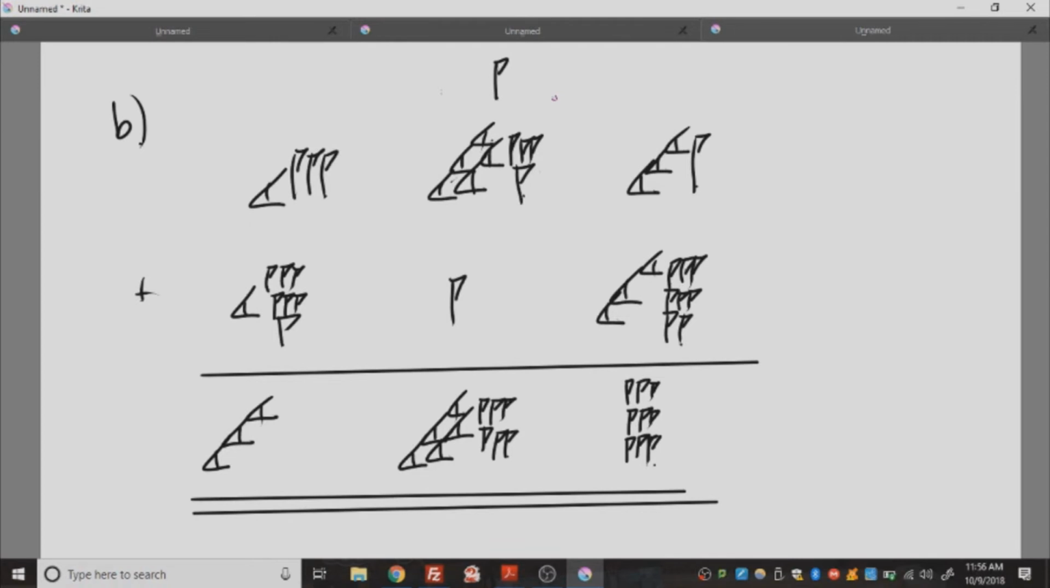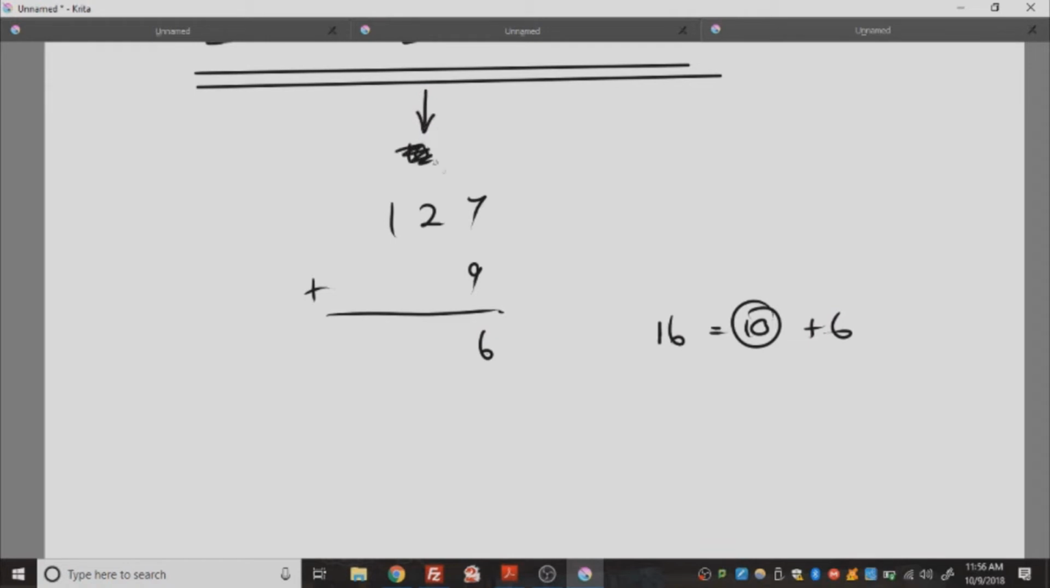Just like our decimal addition, if you think of, I don't know, 127 plus 9, what are we really doing? 7 plus 9 is 16. That is 1 group of 10 and 6 left over. But you don't write 10 here because these are counting the 10s. How many 10s did you carry over?